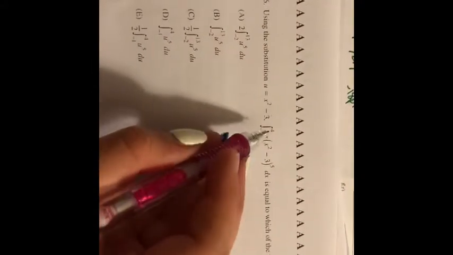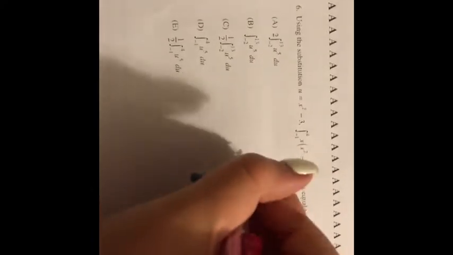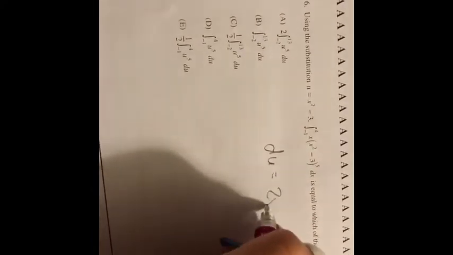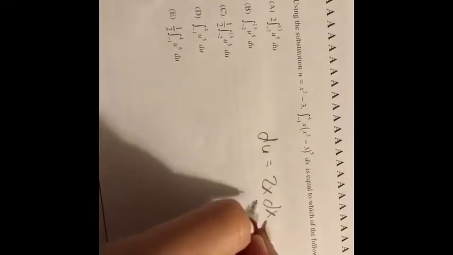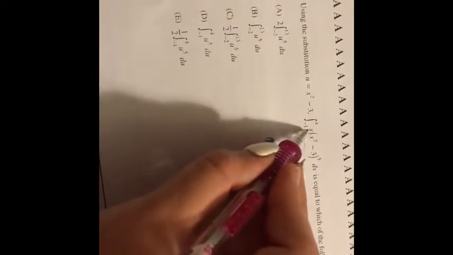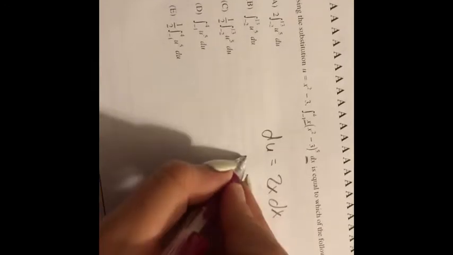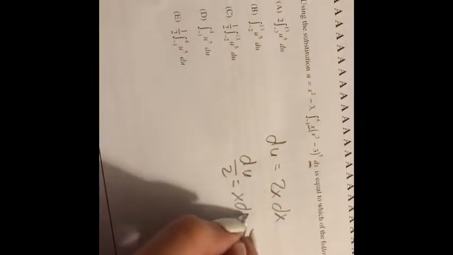Using the substitution u equals x squared minus 3, the antiderivative from 4 to negative 1 of x times (x squared minus 3) to the 5th dx is equal to which of the following? So I want you to use substitution. So first we have to find du, which is the derivative, which would equal 2x dx. And we want to get x dx by itself, so we can replace the x and the dx up here with a du. To do that, we have to divide by 2 and it equals x dx.